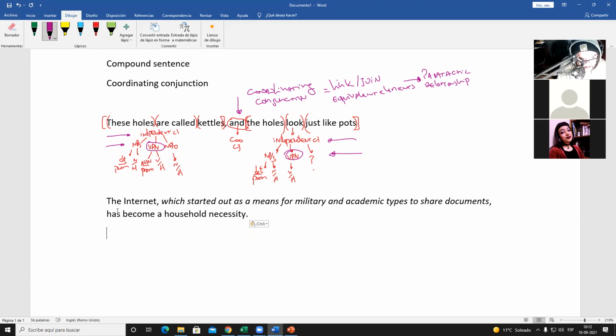The internet, which started out as a means for military and academic types to share documents, has become a household necessity. And as you can see, the internet has become a household necessity. I think that would be the main verb phrase, right? Has become, has become.